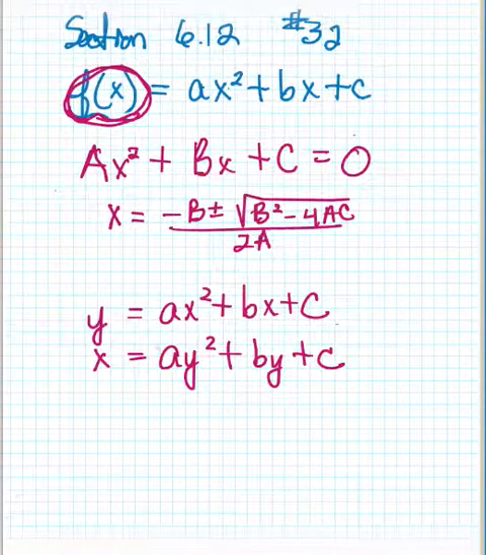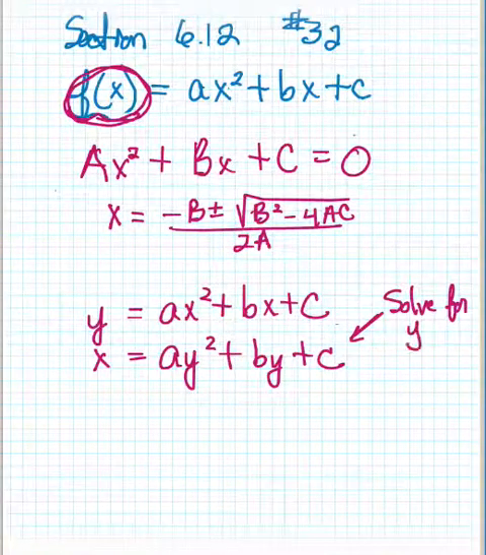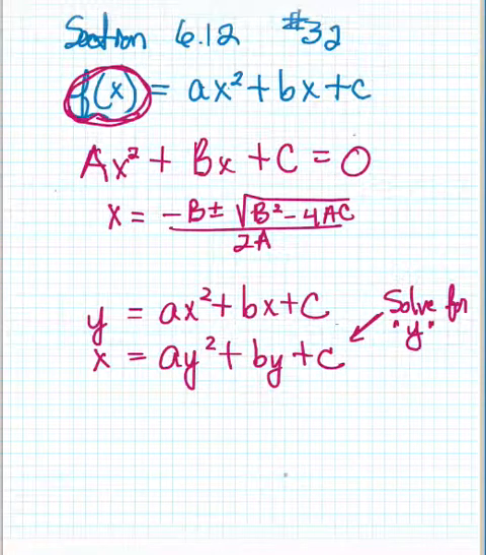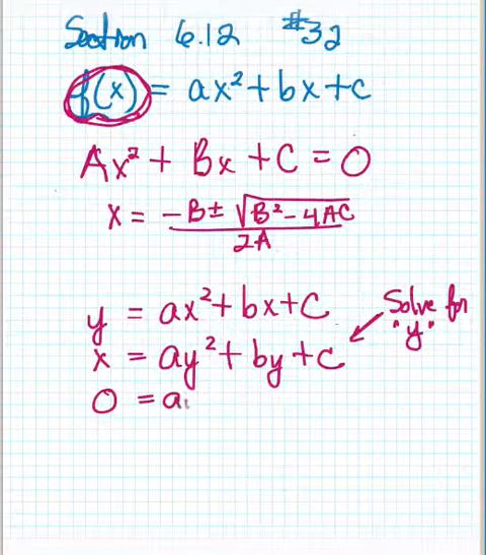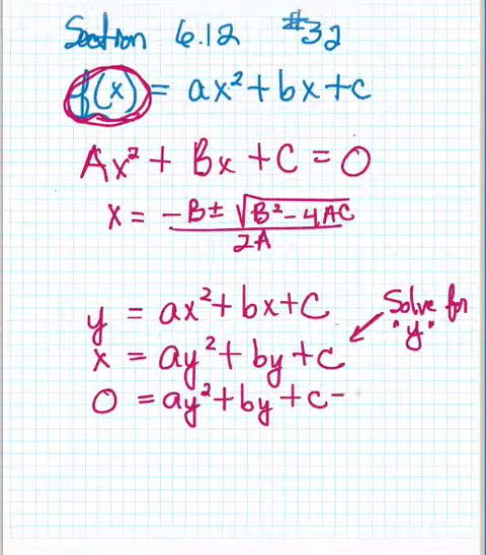All right? Now I'm going to solve this equation for y. If I could solve this for y, then that will be the inverse function. So let's try it and see what happens. We're going to get 0 equals ay squared plus by plus c minus x.